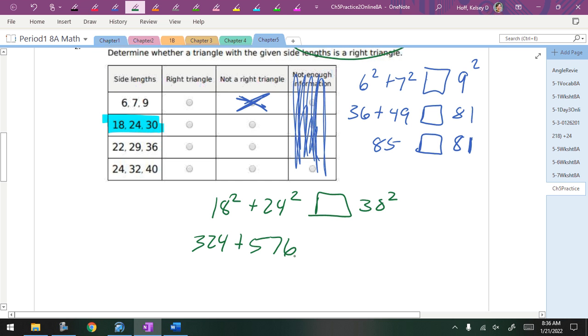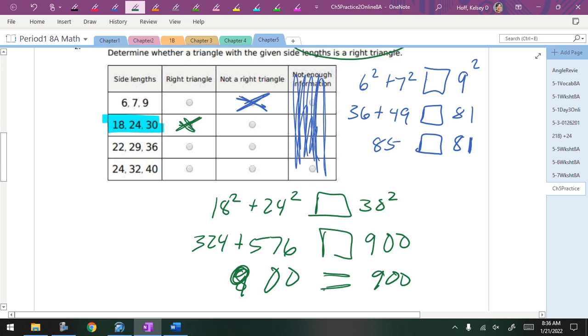Right triangle, yes or no? Yes, it is. 324 and 576. What's 30 squared? 900. And when you added this, it gets you 900. So then you would say right triangle, right? Because this is equal.